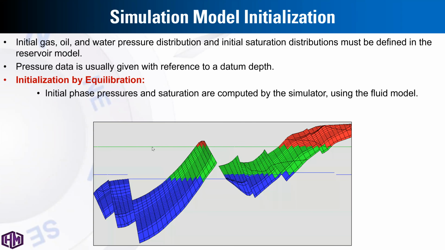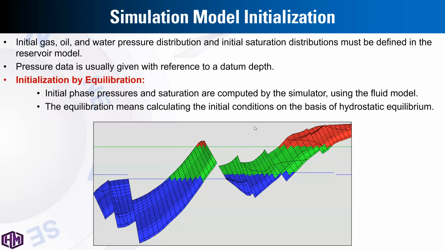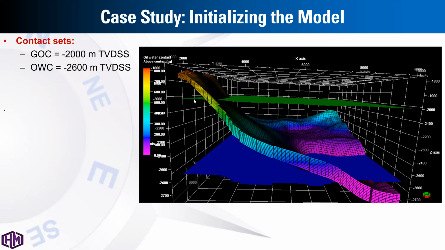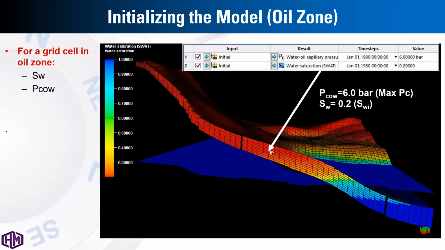So another application of capillary pressure is to assign the initial fluid distribution in the 3D grid, which is the initialization process. So in this model, we have defined gas oil contact at this level and oil water contact at this level. So if you look at this grid cell in the oil zone, this is the clear oil zone, as you can see in the red color, and in the blue color, this is the clear water zone, but in between we have this transition zone.